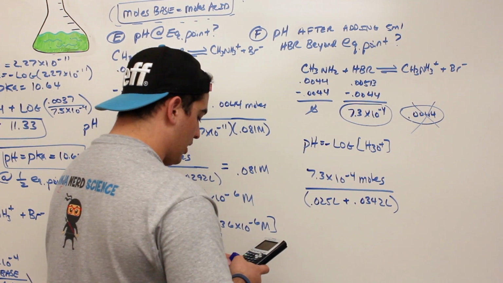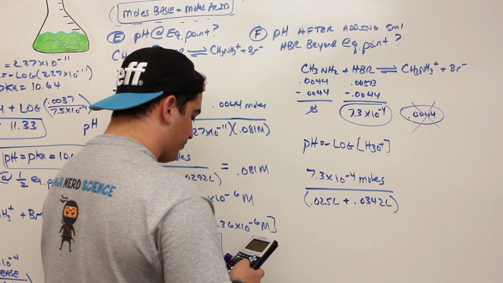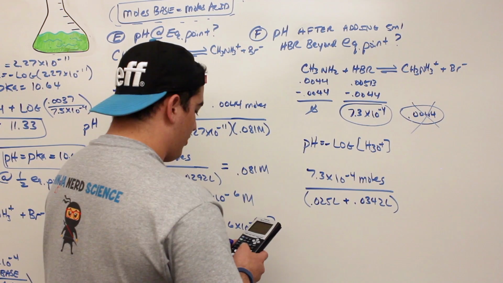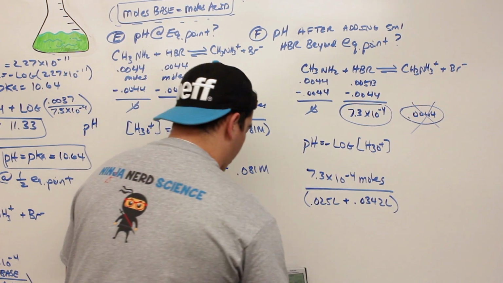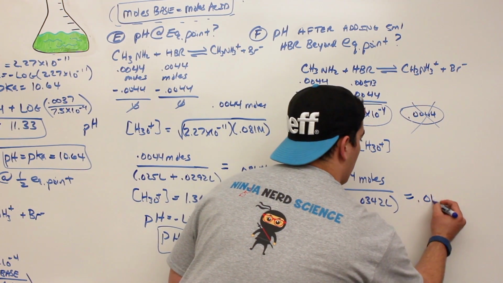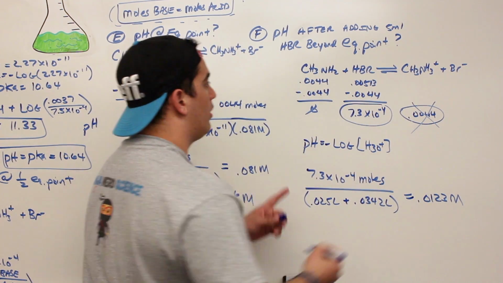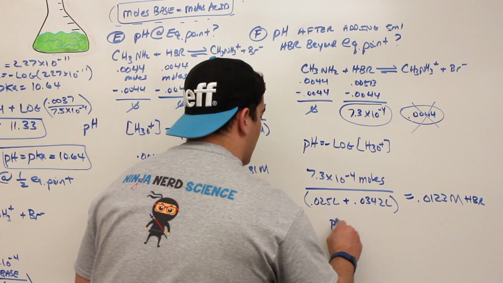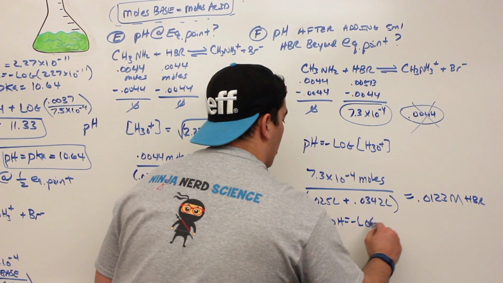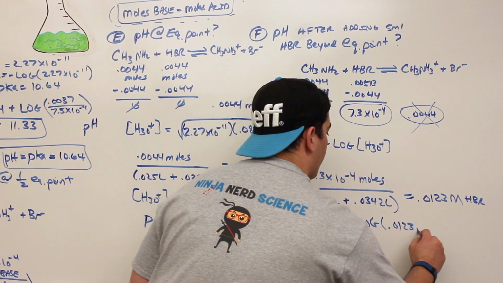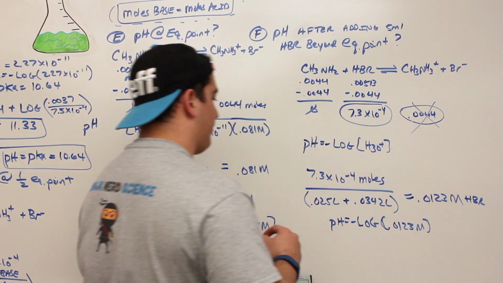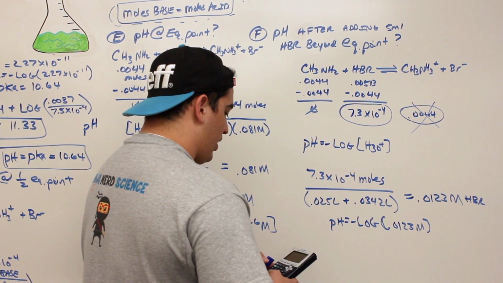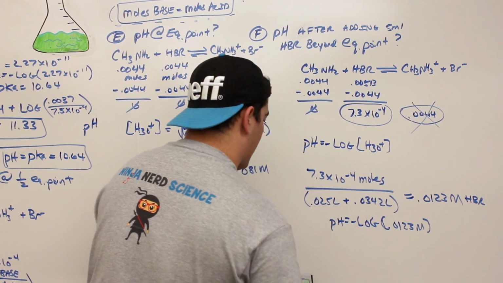So now I'm going to take this 7.3 e to the negative 4 and divide this by the addition of these two volumes here. And when I do that, guys, I get 0.0123 molarity of HBr. And then what do we do here? Since it's a strong acid, we just take pH is equal to the negative log of 0.0123 molarity, right? And then I'm going to take the negative log of this, guys. And what are we going to get out of this? We get 1.91. So that looks pretty good, 1.91.